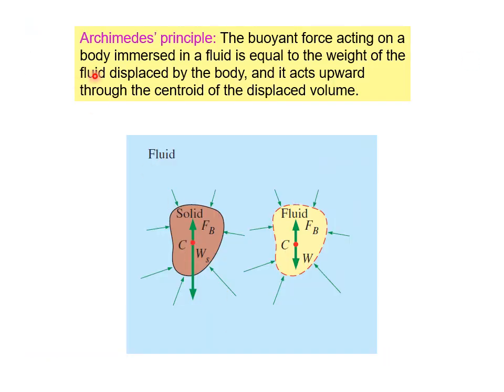So this leads us into what's known as Archimedes' principle, which says that the buoyant force acting on a body immersed in the fluid is equal to the weight of the fluid displaced by the body. It acts upward through the centroid of the displaced volume. So here we have an object that's submerged, and so the buoyant force, the magnitude of it is going to be equal to the weight of the fluid displaced by the solid, and the direction is going to be upward through the centroid of the object.